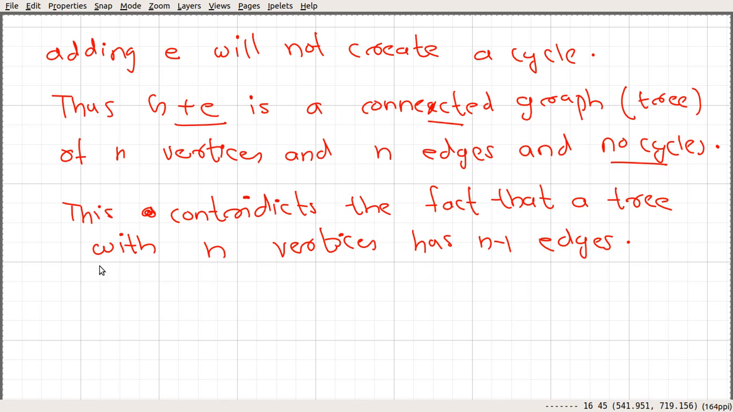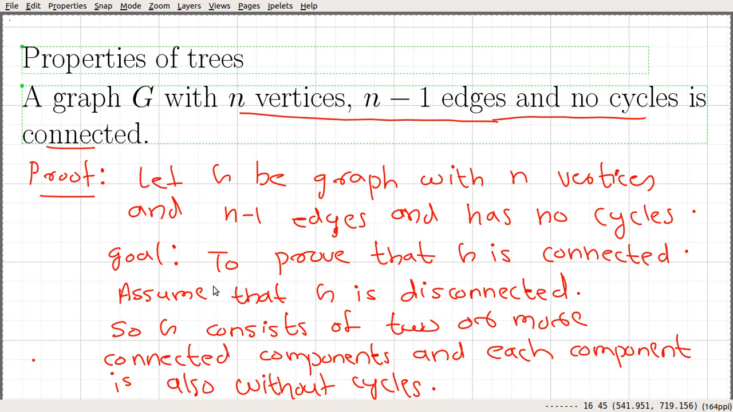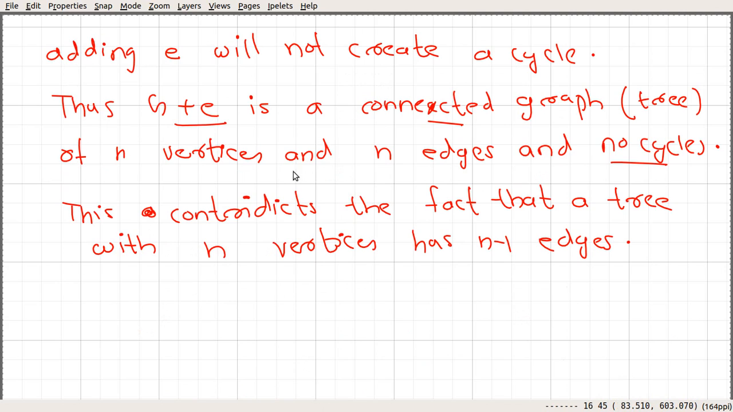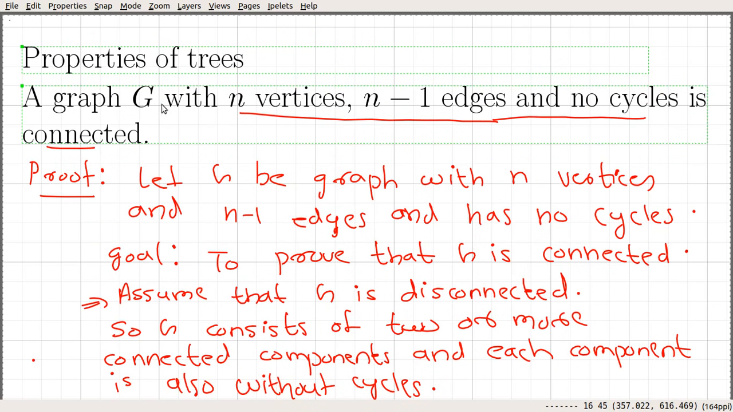And we arrived here because of this assumption, right? We assumed that the graph is disconnected, and since we are able to arrive at a contradiction, the graph must be connected. So hence our graph G is connected. So that's the proof. Here we showed this statement: a graph G with n vertices and n minus 1 edges and no cycles is connected.